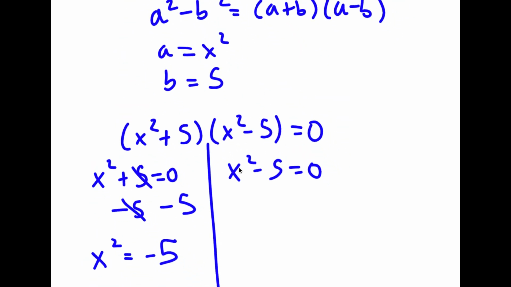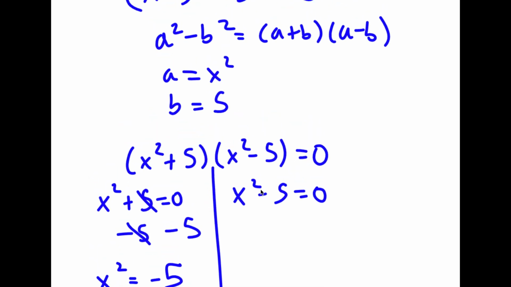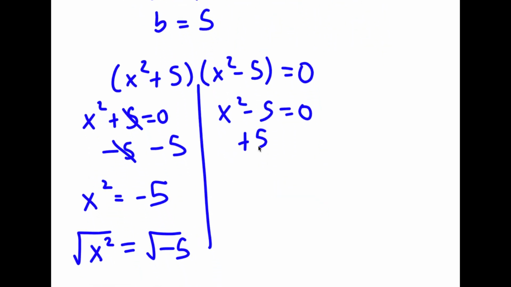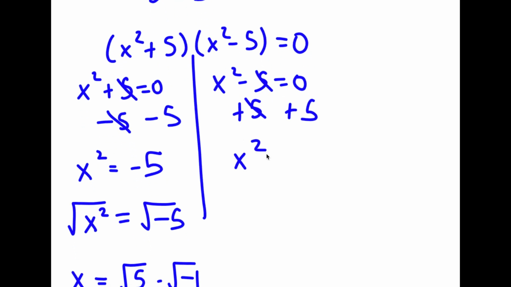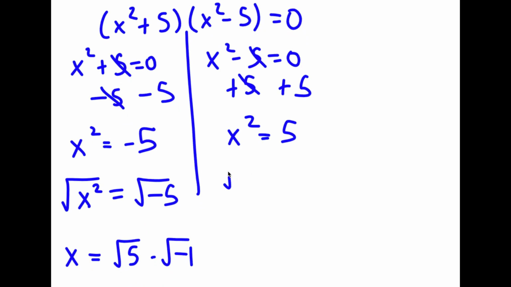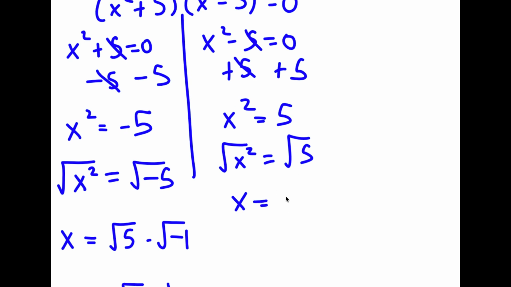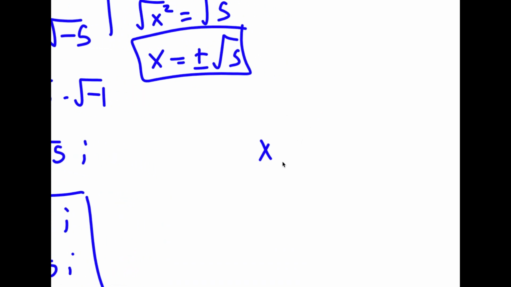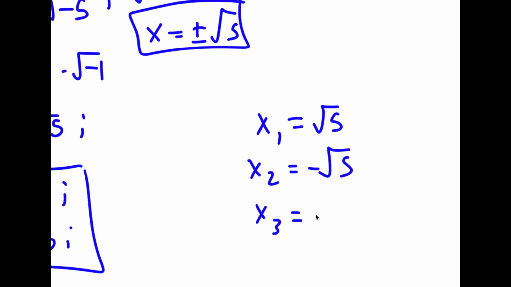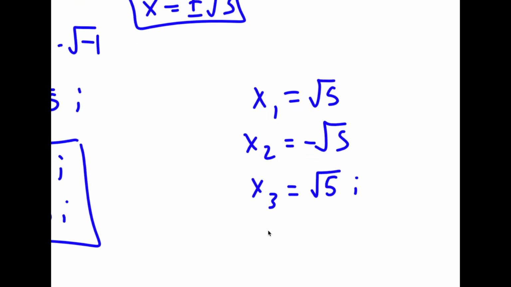Now, we have another equation here, x squared minus 5 equals 0. And to solve this, I'm going to add 5 on both sides. So then these two cancel out, and I have x squared is equal to positive 5. Now to solve this, I'm going to take the square root on both sides. Square root of x squared is x, and I have this positive or negative square root of 5. So my four solutions to this problem are x is equal to the square root of 5, x is equal to negative square root of 5, x is equal to the square root of 5i, and x is equal to negative square root of 5i.